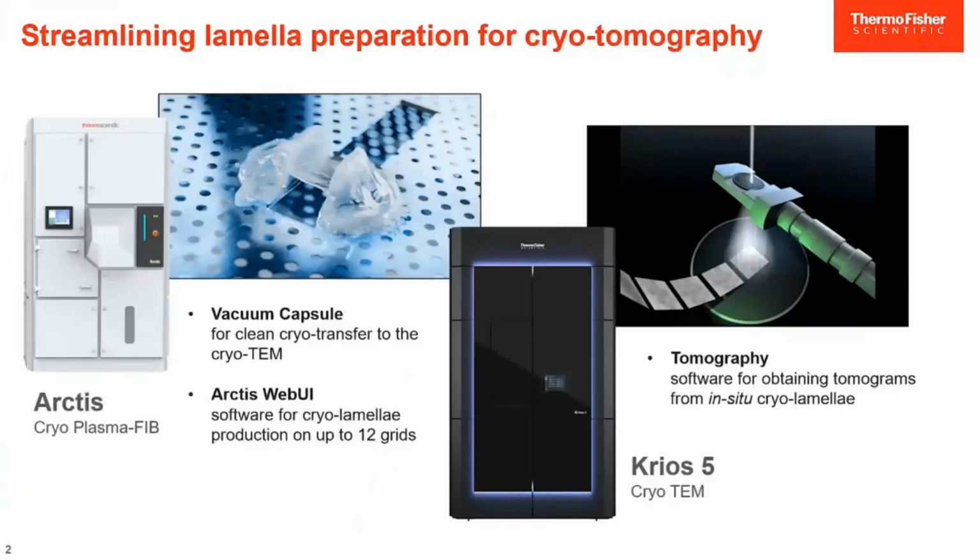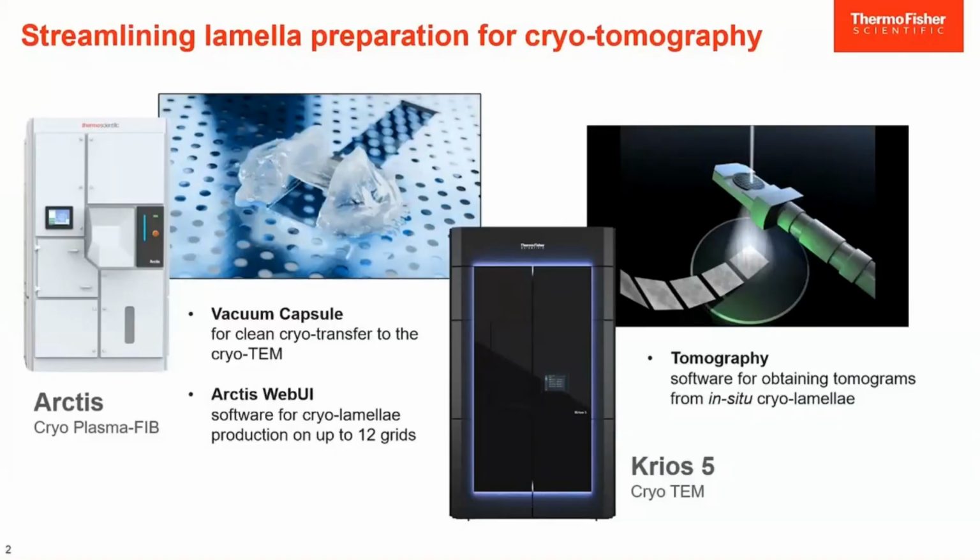A very critical step in the cryotomography workflow is the production of thin cellular samples for the cryo-transmission electron microscope. And the microscope that we utilize to produce such samples is a focused ion beam system, or in our case here, the Arctis cryo-plasma focused ion beam system. Marc already showed you in his previous talk how the vacuum capsule enables us to do clean transfers of these very delicate cryo-lamellae into the cryo-TEM. So that's an enormous advantage because we can avoid all transfer contamination that can be picked up by the samples.